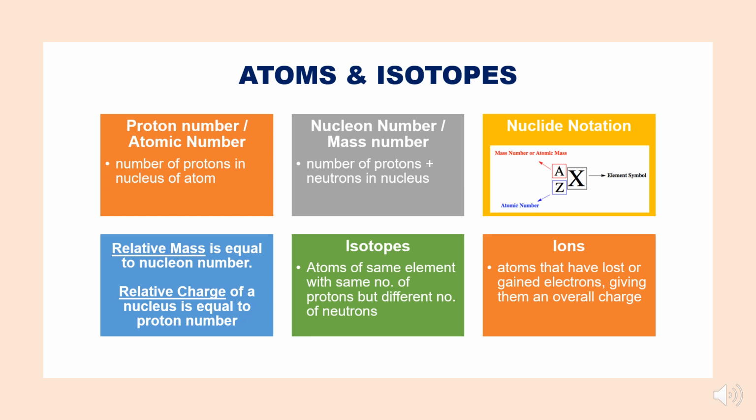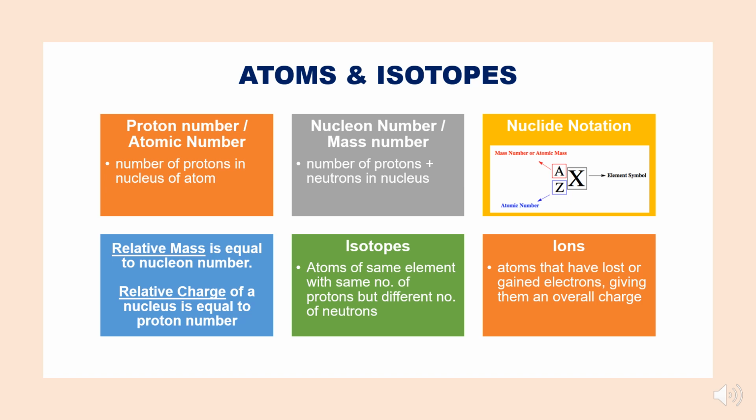Now, isotopes of an element are atoms with the same proton number but different nucleon number due to a different number of neutrons. An additional point is that unstable isotopes are isotopes that decay into other elements and give out ionizing radiation as they try to become more stable. So these isotopes are known as radioactive isotopes.